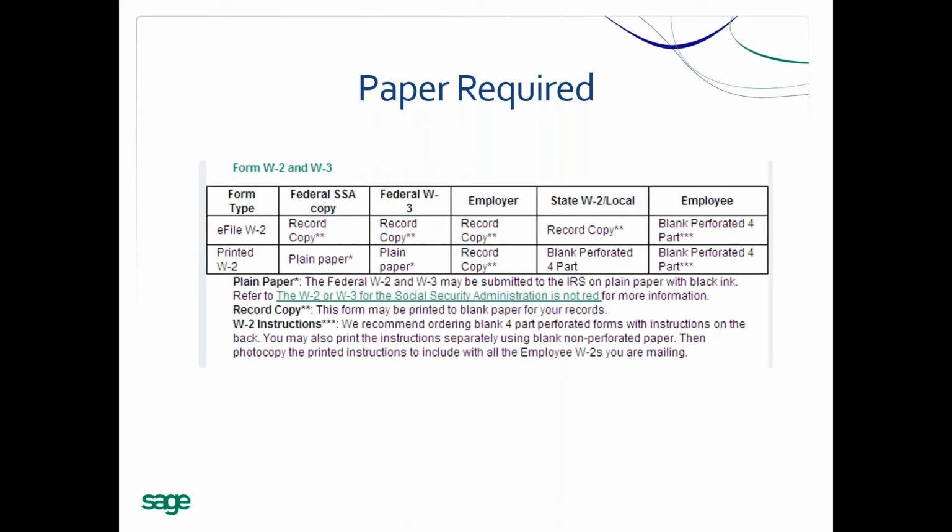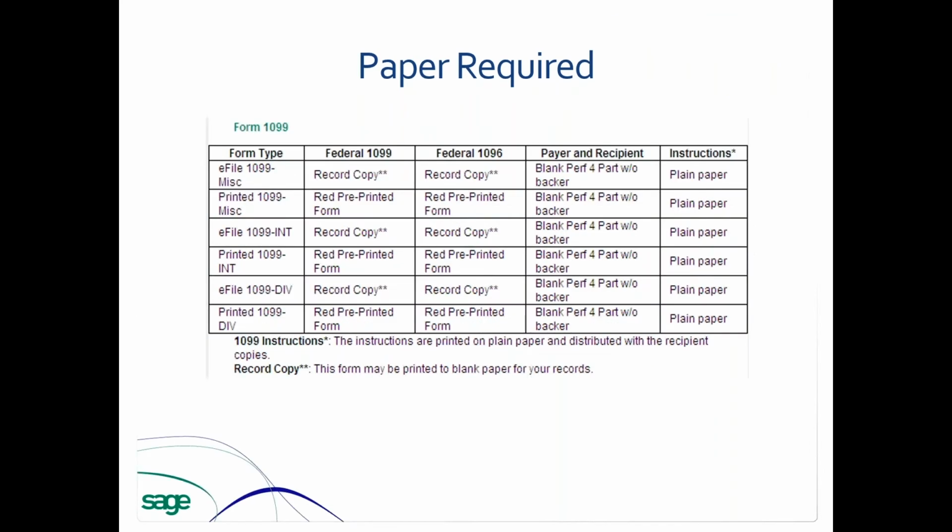Also, now is the time, if you haven't done so already, to get enough paper. If you are going to be printing the copies of the W-2s and 1099s that you are going to send out to employees and vendors, you need to make sure you have enough perforated 4-part blank paper. The rest of the copies can be printed on just plain blank paper. I've got some slides in here talking about the forms for the W-2s and the 1099s as far as what you're going to need.